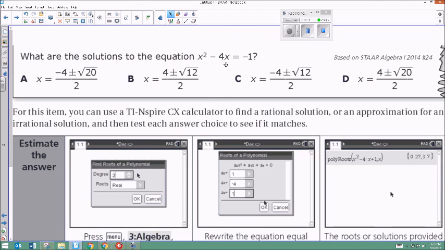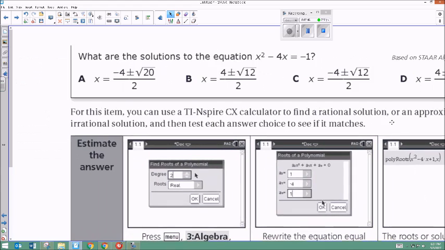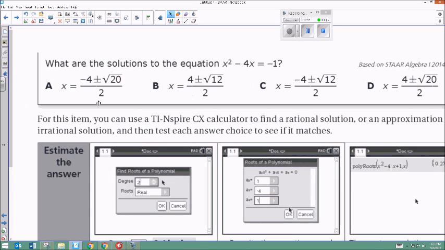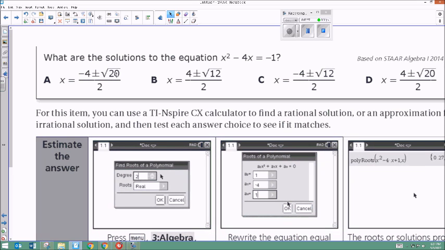So let's say we're going to solve this equation. In order for us to solve this equation, the first thing we're going to do is use the TI-Nspire CX calculator to find a rational solution or an approximation for an irrational solution, then test each answer choice to see if it matches. In other words, the answer to this problem is going to look like a fraction with an irrational attached to it. What we're going to do is convert this to a decimal and test the answer choices to see which one matches the decimal answers. So let's get right to it.